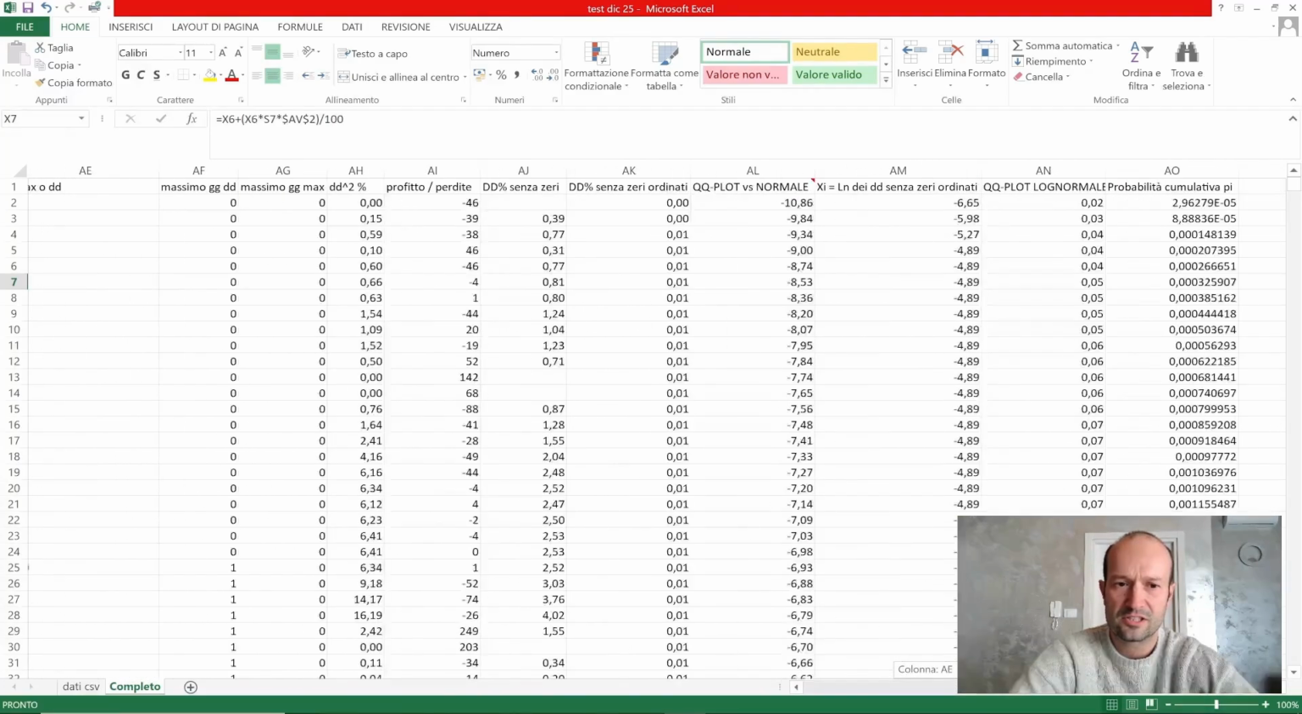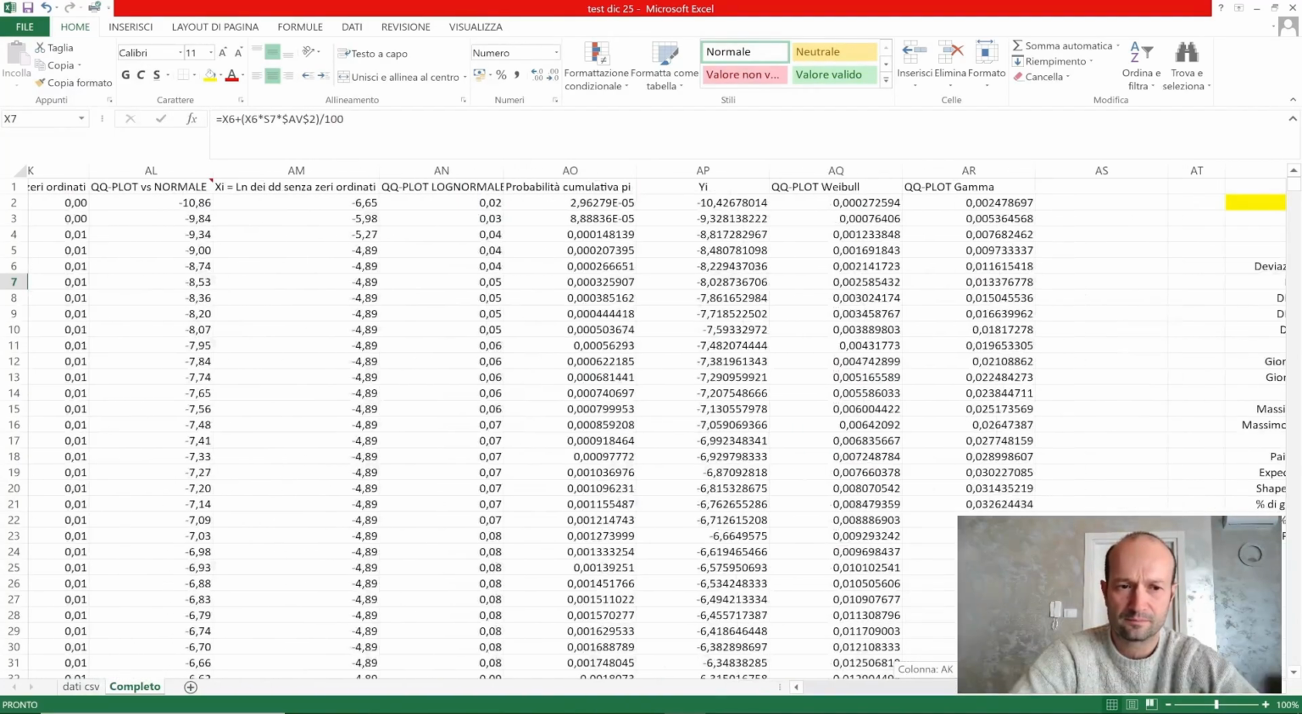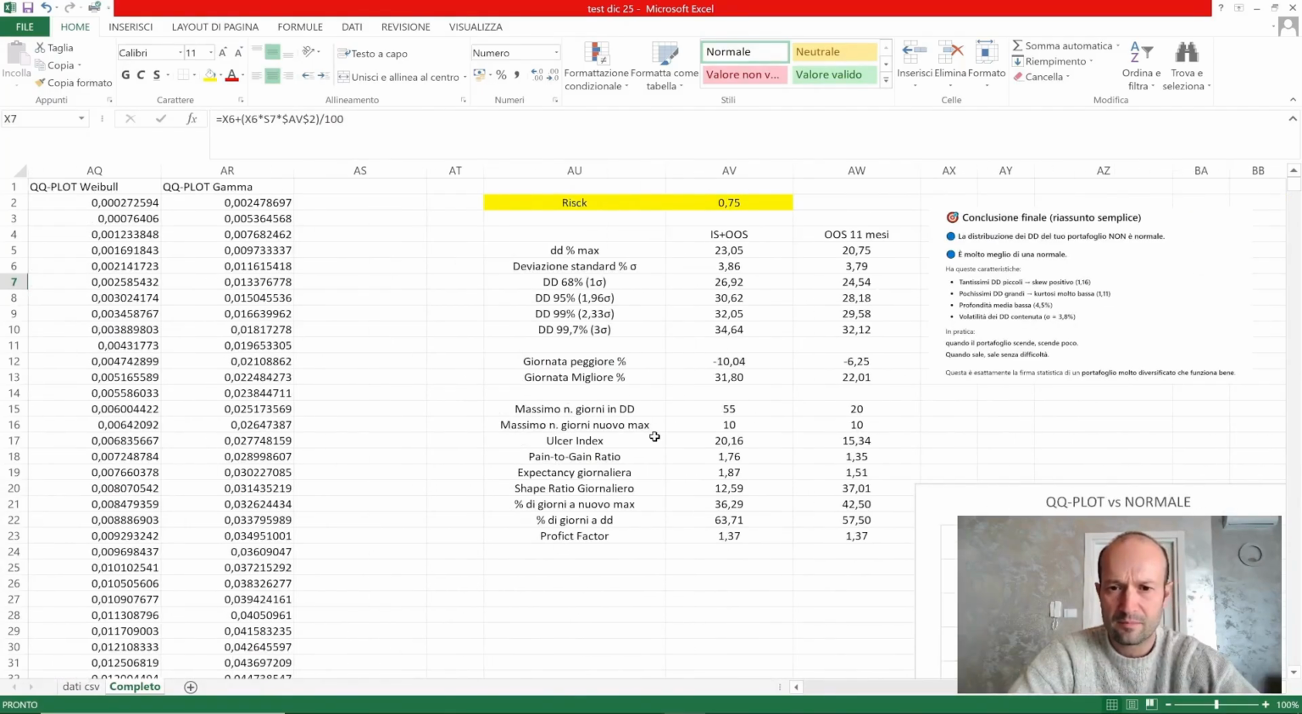We did a whole series of calculations on the drawdown. And we went on to calculate the distribution, let's say, of the drawdowns. So the ones we had over the overall period. Let's say both in sample and out of sample, we had a maximum drawdown of 23%, and 20% in the out of sample period alone.